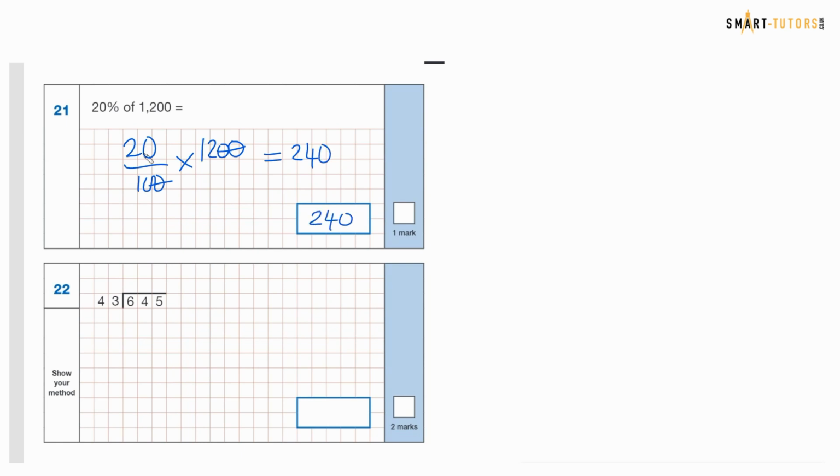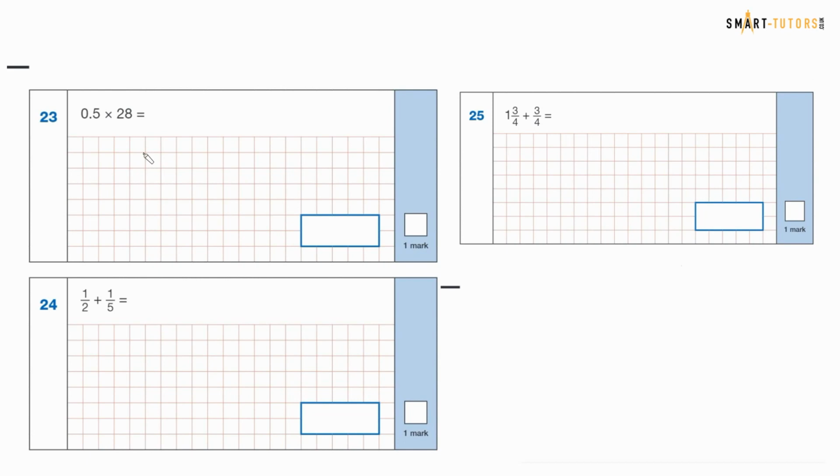Question number 22. 645 divided by 43. So this is a division question, and we're using the bus stop method. So 43 into 64 is 1. So 64 take away 43, which is 21. Bring down the 5, which is 215. And 43 times 5 equals 215. And take that away is 0. So it's 15. Well done. Question number 22 is perfect. That is the answer.